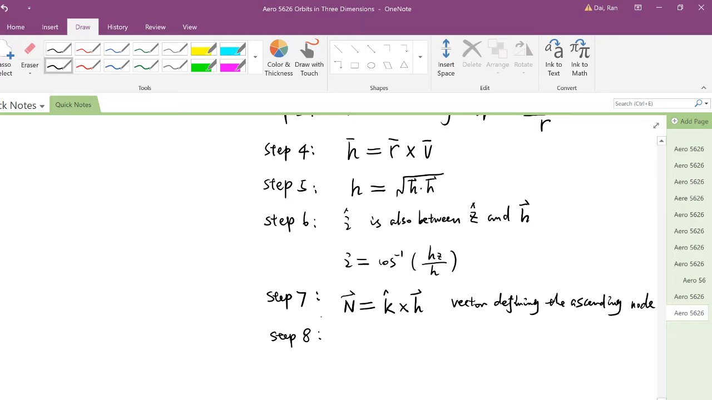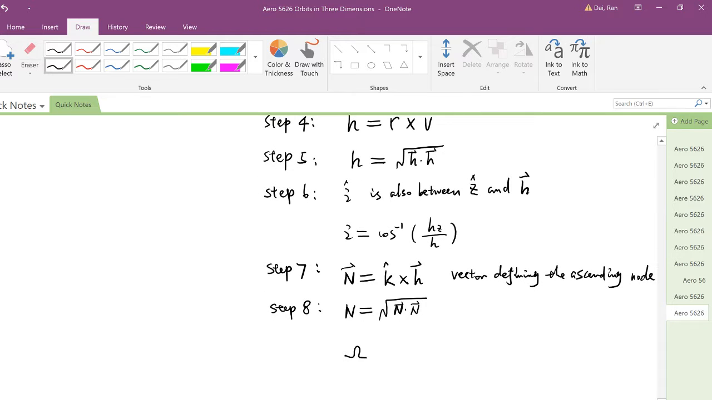Since we have its vector, we are not far away from getting the relative omega angle. So we get the magnitude of n, equivalent to the square root of n vector dot n vector. And then the omega angle is equivalent to the cosine inverse of nx divided by n.